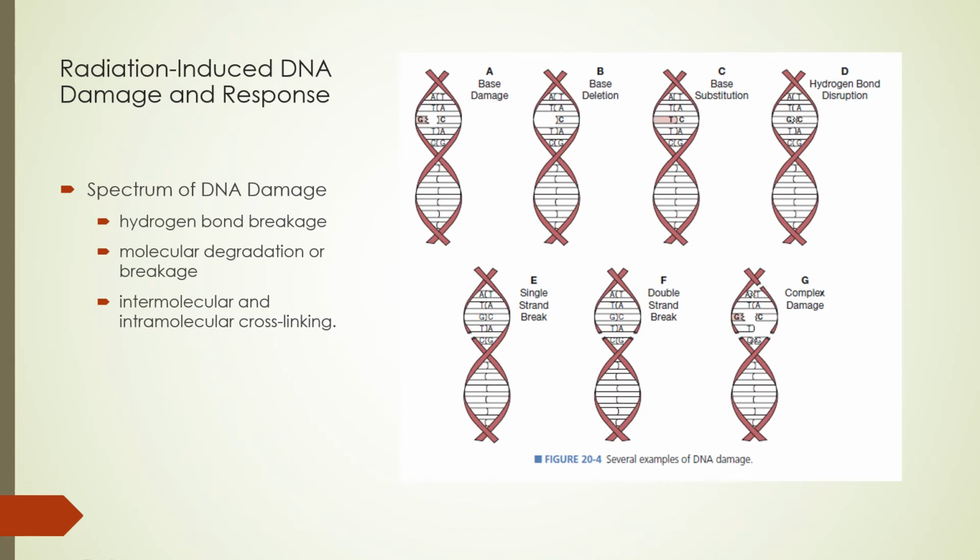Let's look at some types of DNA damage. When radiation is deposited directly or indirectly, it induces chemical changes in a large molecule like DNA that may then undergo a variety of structural changes. These structural changes include hydrogen bond breakage, molecular degradation or breakage, and intermolecular and intramolecular cross-linking.